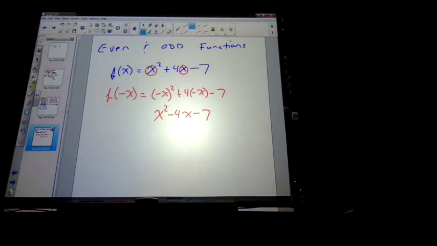Okay, so let me just read you what the book has. Algebraic procedure for determining even and odd functions. Given the function f of x, find the function at negative x and simplify. If the function of x is equal to the function at negative x, meaning it's the exact same function, then the function is even. Okay? So with that information I just gave you, is that an even function?